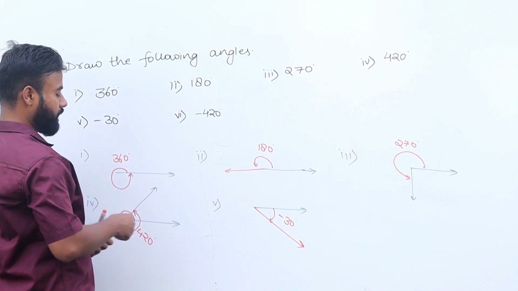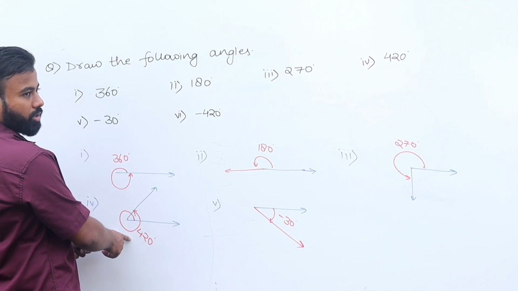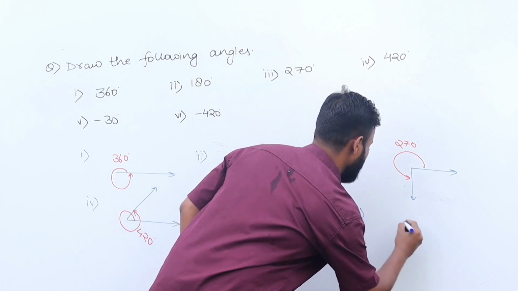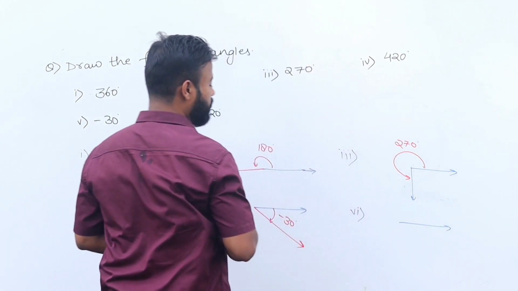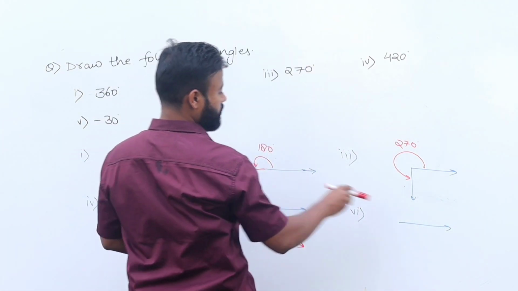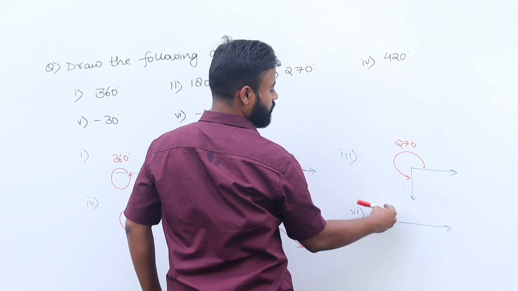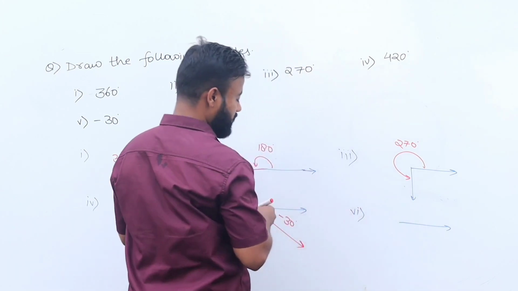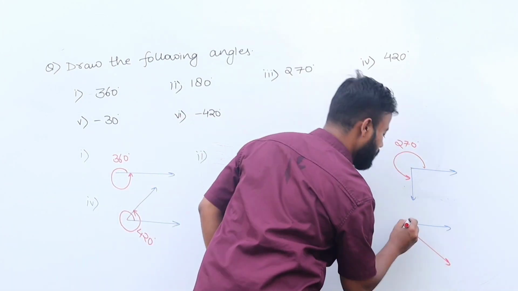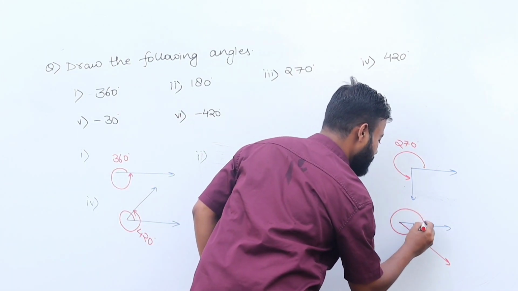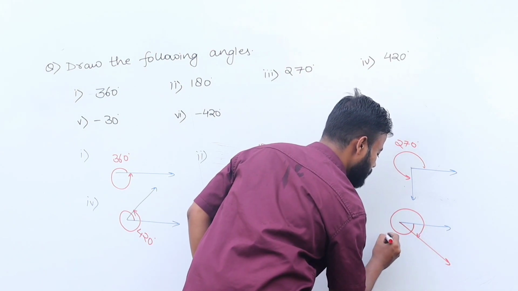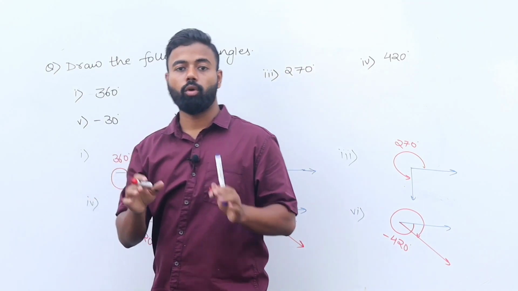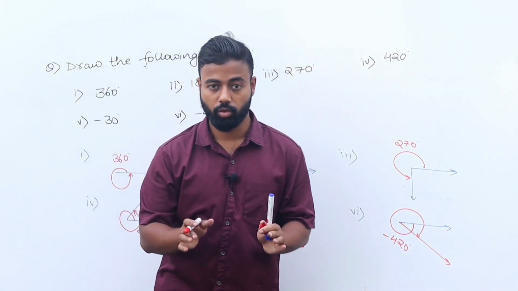Sixth part, minus 420 degree. Just we have to do the reverse rotation of this kind of angle. Initial position of the ray. Now we have to move in clockwise direction. Minus 360 degree, 60 more. That means we have to move 60 more. This will be the final position of the ray. This is minus 360. This is minus 420. I hope all the 6 parts are clear to you.